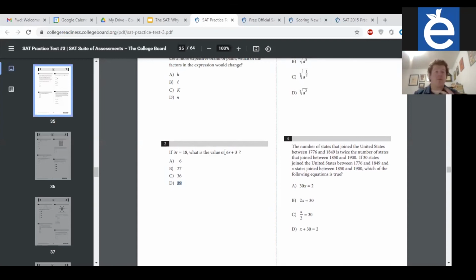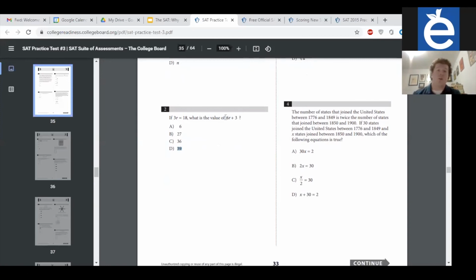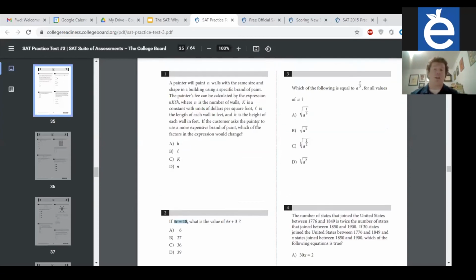We can also do this in reverse if you're looking for another way to approach this question. We could take 6r plus 3 and make it equal to each of our options. So 6r plus 3 equals 6, 6r plus 3 equals 27. And then we could solve for r and plug it into our other equation. Whichever one gives us 3r equals 18 has to be the true value of r. That one's a little bit more complicated. That kind of reverse approach gets more valuable on the more difficult, more complicated questions.